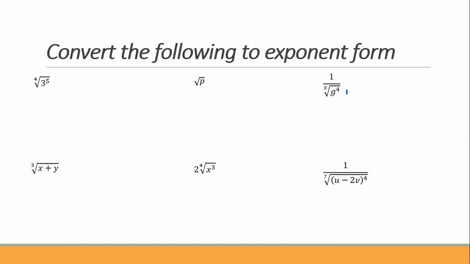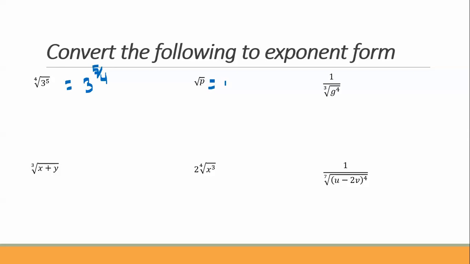So this we just want to convert to exponent form. So we have our base is 3, the exponent is 5 for the numerator and 4 for the denominator. 5 is the exponent on the 3 and 4 is the index, 3 to the 5/4 power.